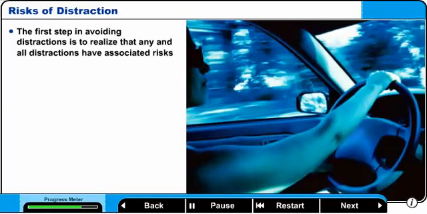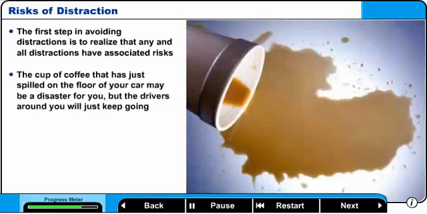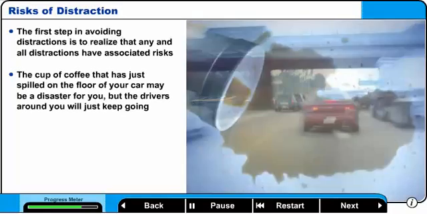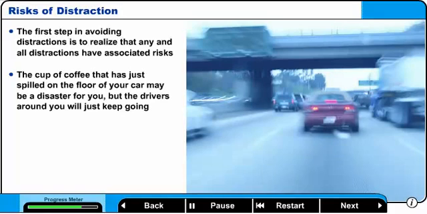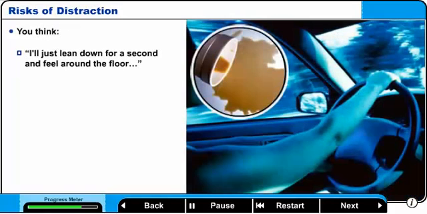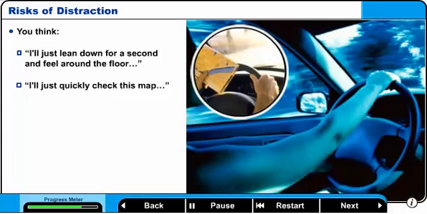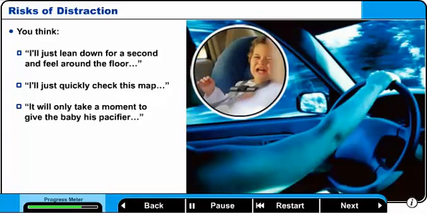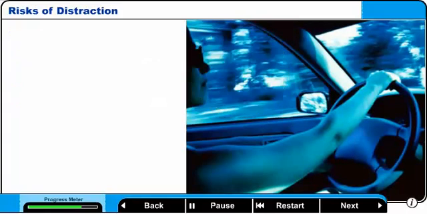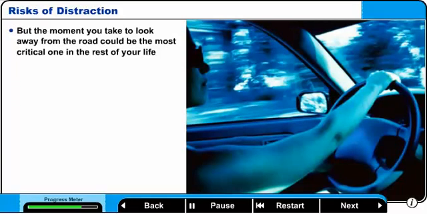The first step in avoiding distractions is to realize that any and all distractions have associated risks. The cup of coffee that has just spilled on the floor of your car may be a disaster for you, but the drivers around you will just keep going. You think, I'll just lean down for a second and feel around the floor. I'll just quickly check this map. It will only take a moment to give the baby his pacifier. But the moment you take the risk to look away from the road could be the most critical one in the rest of your life.